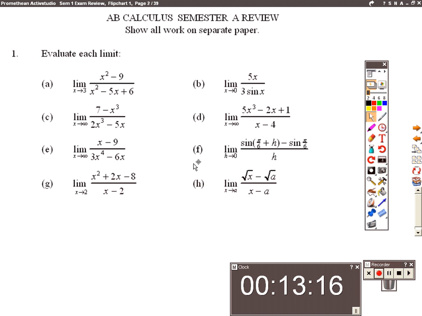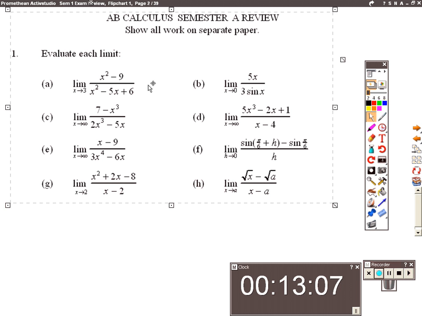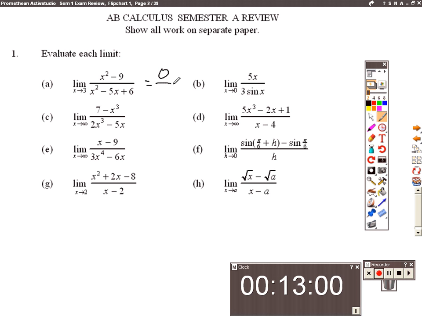So in letter A, if I substitute 3 in the numerator, 3 squared is 9, and 9 minus 9 is 0. So the first thing that I see is that in the numerator I get 0. Now that's okay as long as I don't get 0 in the denominator. In the denominator, if I square 3, I get 9, and 9 minus 15 is negative 6, and negative 6 plus 6 is 0. That's a bad thing because, as we know, division by 0 is undefined. So that strategy did not work.